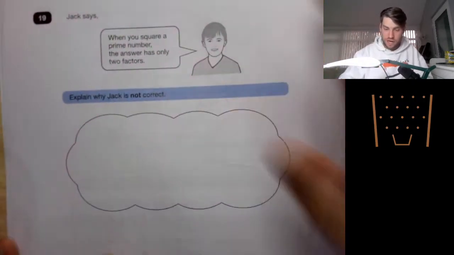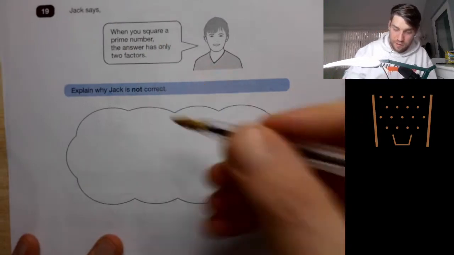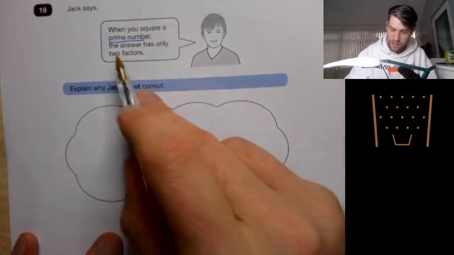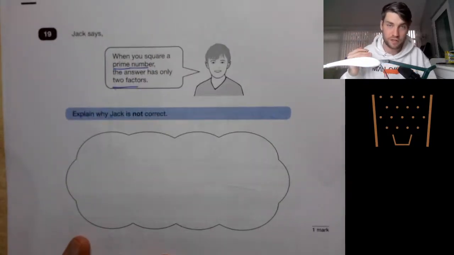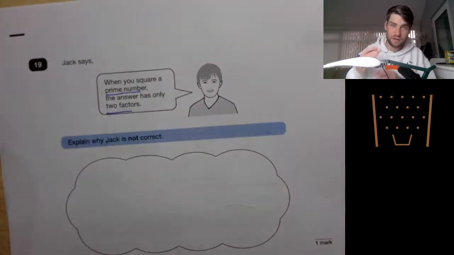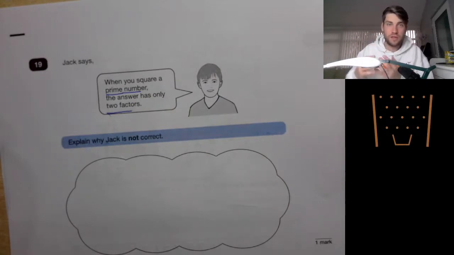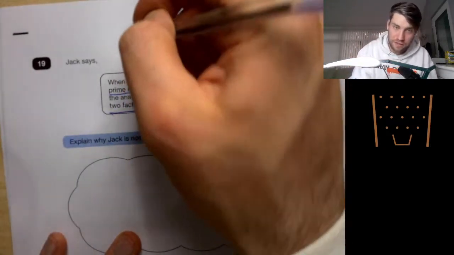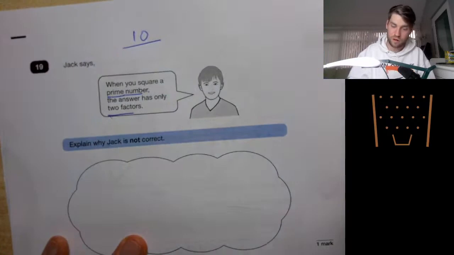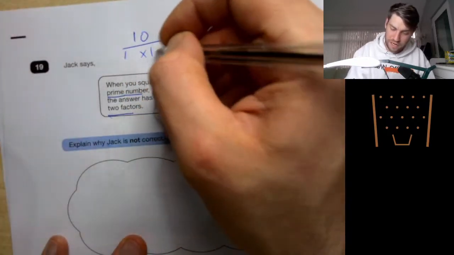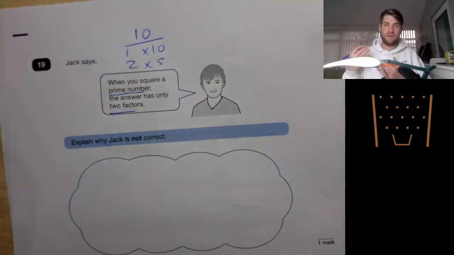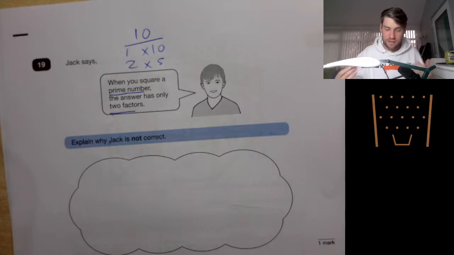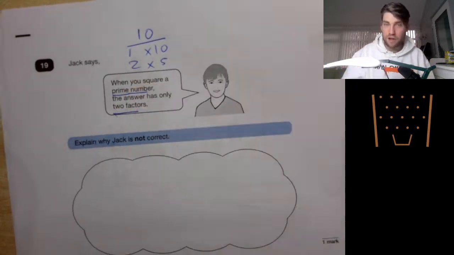Jack, here we go. What's Jack saying? When you square a prime number, key information there, the answer has only 2 factors. This question, we have to understand what a factor is. Quick demo. A factor are pairs of numbers that go into a number. So, for example, the factors of 10, because 10's a nice easy one, are 1, because 1 times 10 is 10, and 2 and 5, because 2 times 5 is 10. It refers to integers, whole numbers, okay? That's what factors mean.